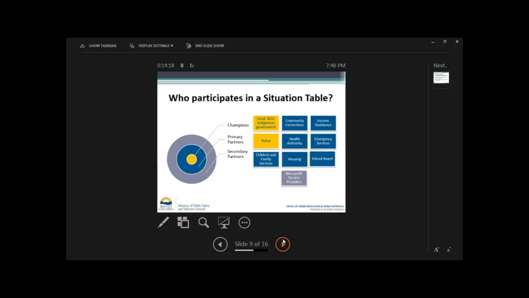The other partners are some of the usual suspects, and this is not an exhaustive list at all. It's just the core that we usually see. So Children and Family Services, whether that's at the ministry or not-for-profit level, community corrections, the health authority is critical, housing, income assistance, emergency services, and the school board is also very important. Sometimes we've seen the fire department be a really focal partner.